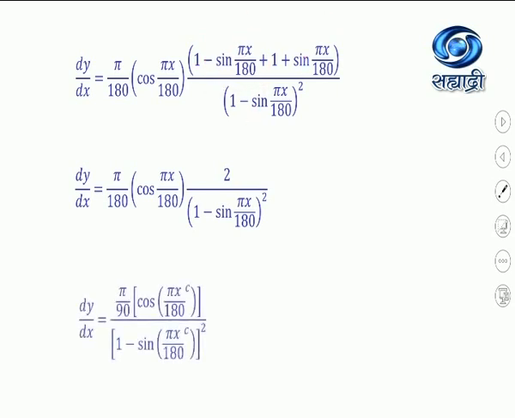And now after simplification, what we say? See here, 2 upon 180 becomes 90. So pi upon 90. Cos of this upon 1 minus sin of this, angle is same. We write as it is. And so final answer is, now this is in degree measure and this is in radian measure. So answer is in degree measure. So multiplying this by 180 upon pi, we get this as a final answer.